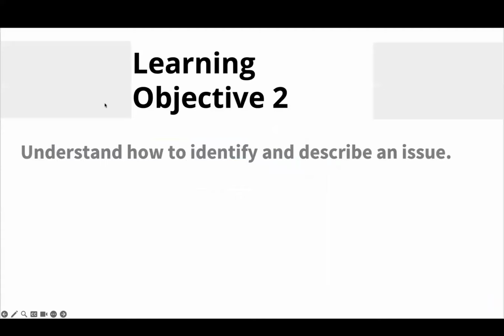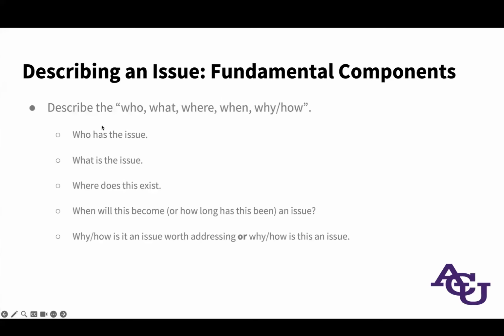Now, let's talk about some ways to identify and describe an issue. And we're going to walk through each of those 6 components in the instructions here. But first, let's talk about what the general goal is. When you're describing an issue, it's often helpful to think about it in terms of identifying some key pieces of information. Who has the issue? What is it? Where does it exist? When will this become an issue, or how long?